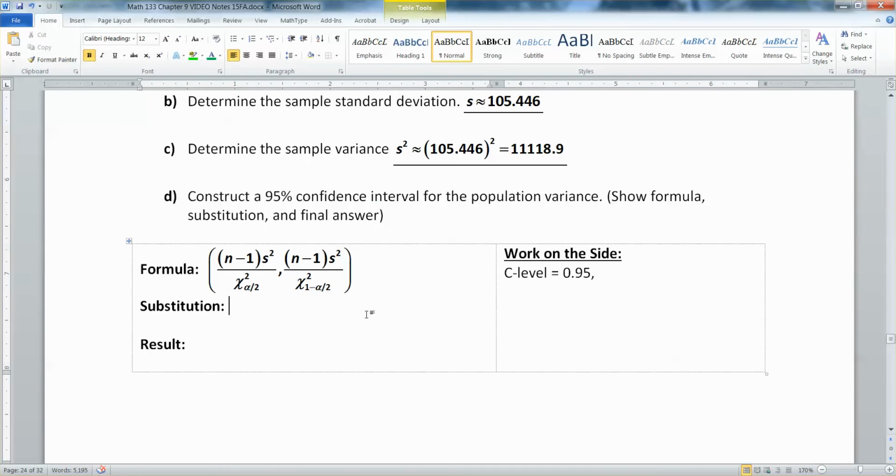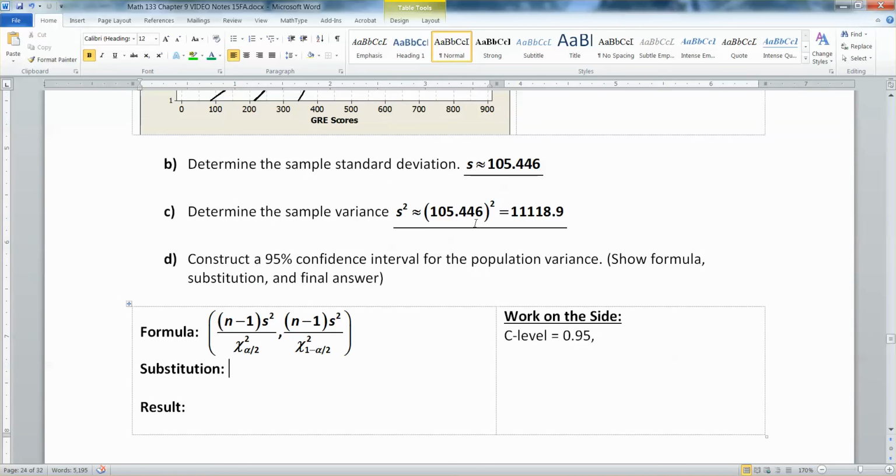Now we need to figure out a whole bunch of stuff on this. Well, we already figured out s. S is right here. And we figured out s squared. It's right there, so that's no trouble. What we do need to do is figure out the chi-square values. And to do that, we're going to need to figure out what alpha is and what alpha over 2 is and all that good stuff. So let's remind ourselves, since the confidence level is 0.95, that means that our alpha is 0.05 because they're complements of each other, right? Complements.